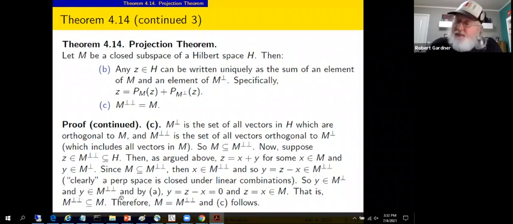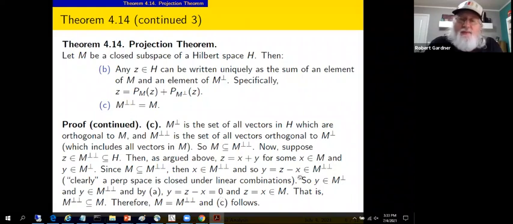Y is an M perp perp. Part A tells us the only thing that's in a space and its perp space is a zero vector. That was part A. M intersect M perp is a zero vector. Same basic idea here. We got an extra perp going on, but same idea. So it must be that this Y being in both the M perp as given here and M perp perp as shown here tells us that Y vector must be the zero vector.